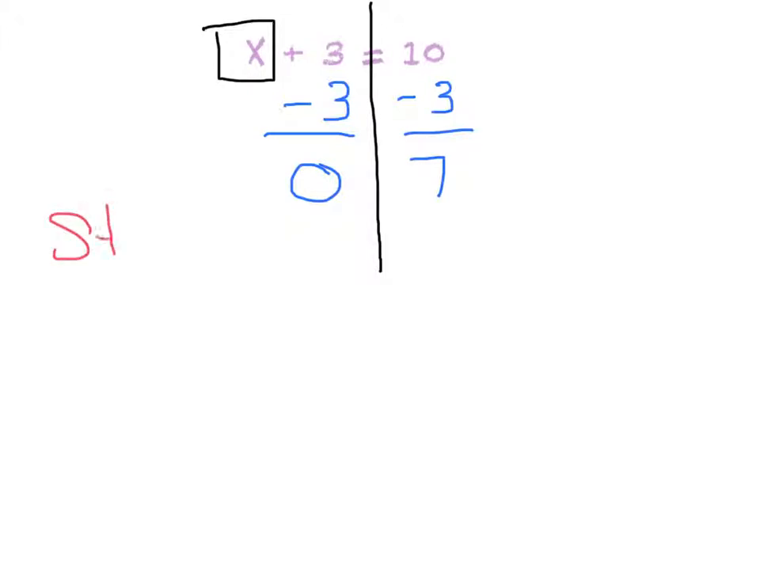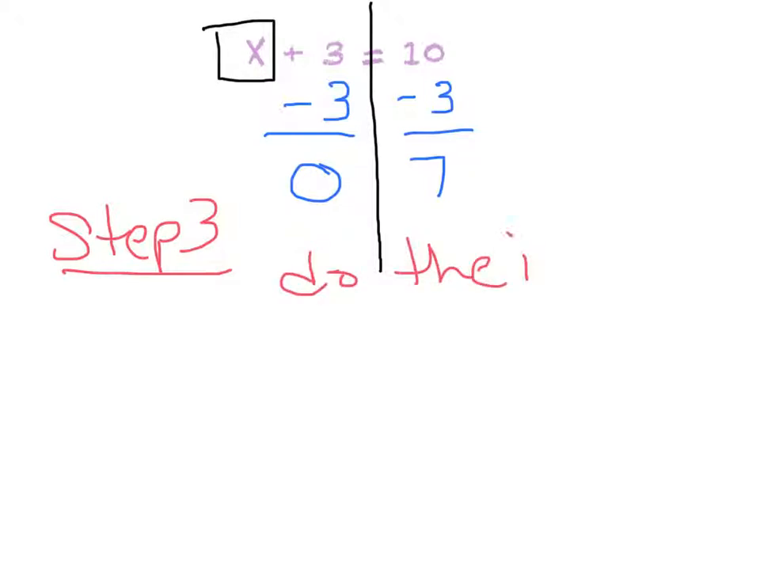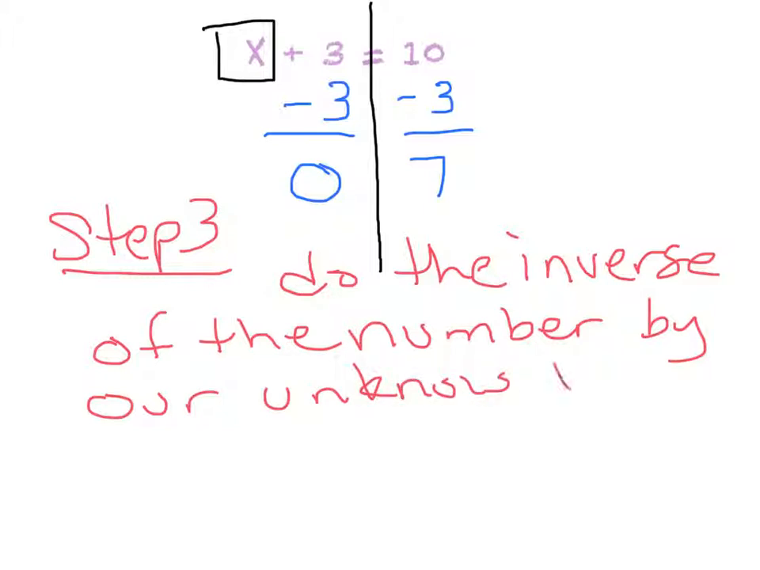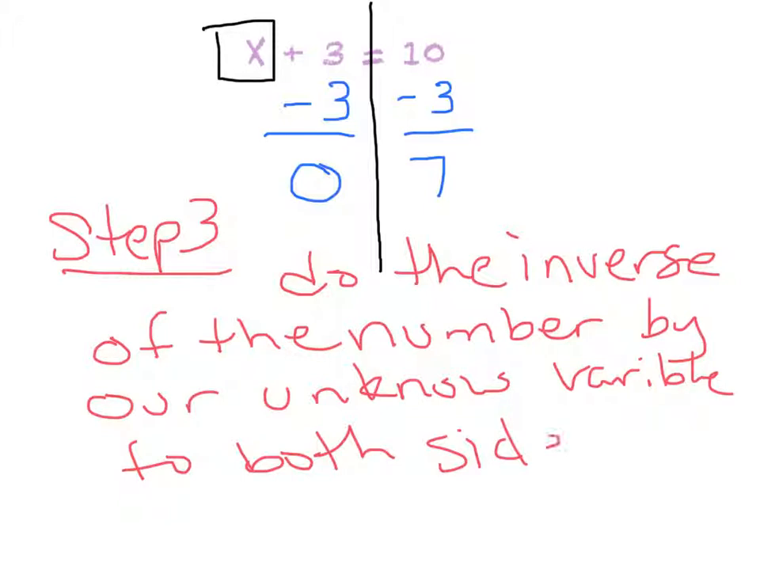Step 3: do the inverse or opposite of the number by our unknown variable to both sides. I know that sounds pretty rough.